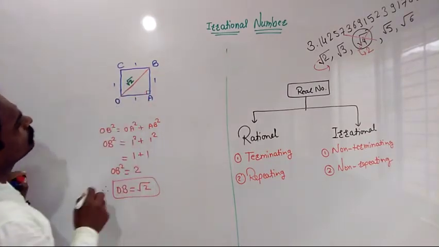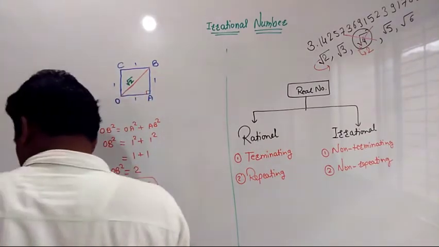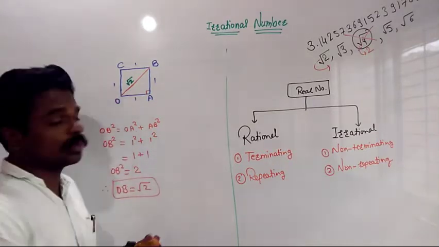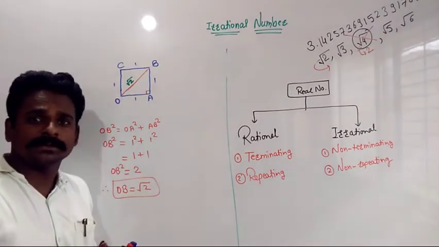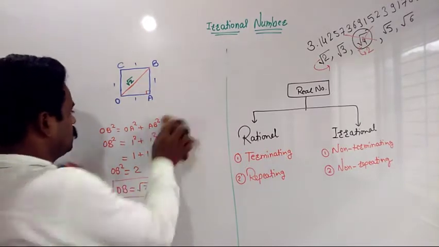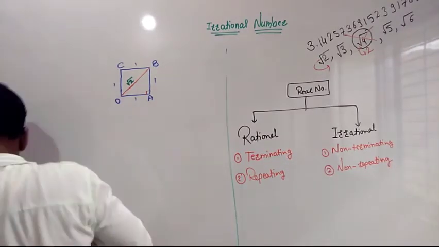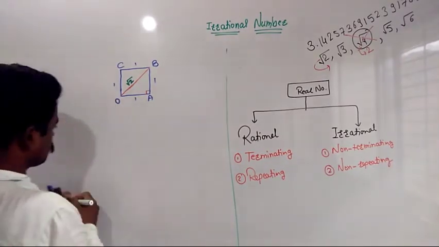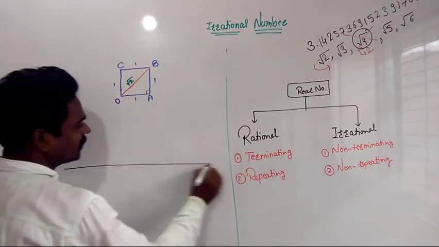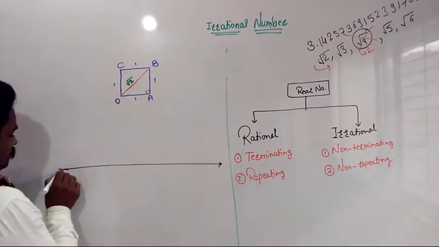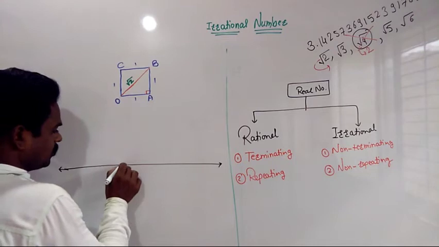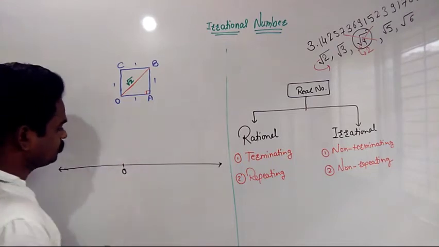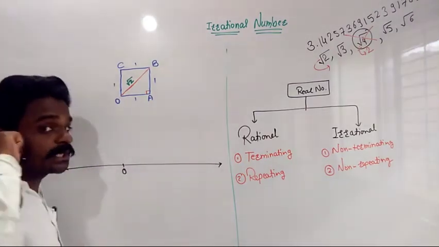Now see here, if this OB is root 2, how can we show it on the number line? If this is your number line, consider this point 0, which is the point O.